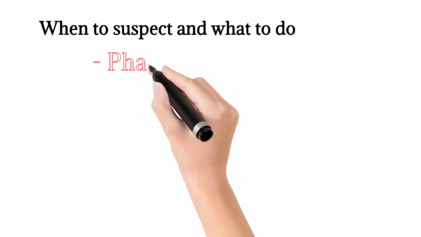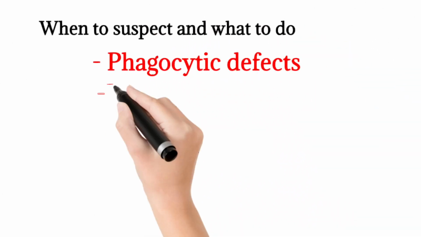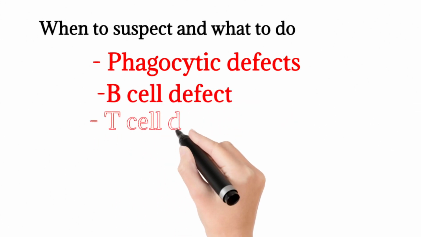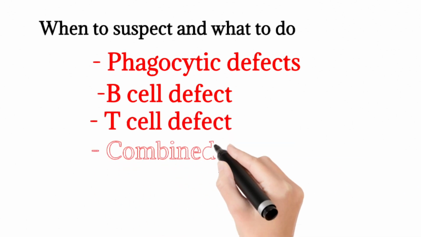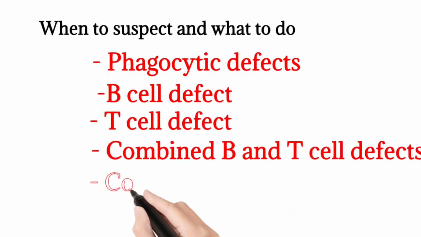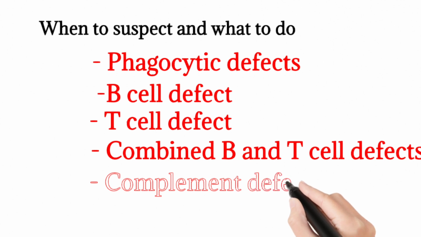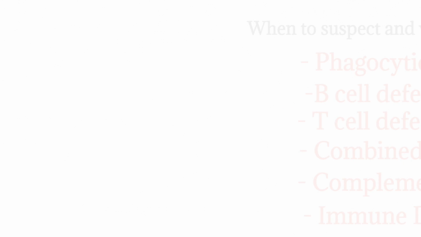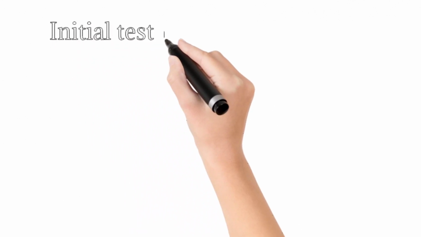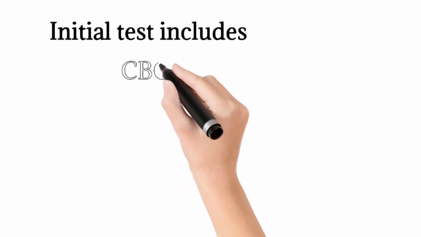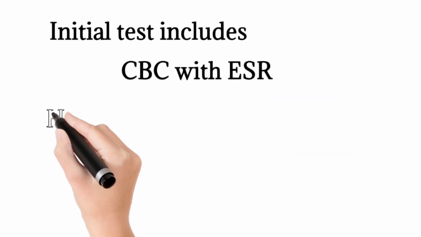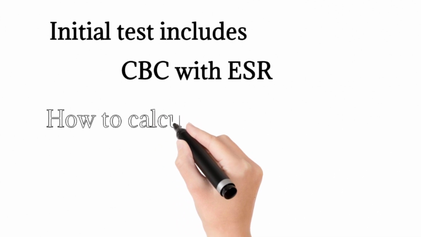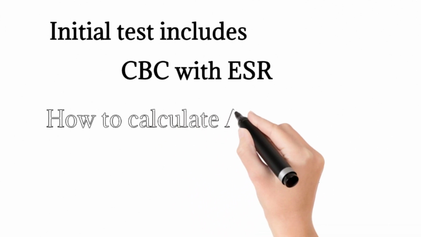So on the basis of this we can classify: phagocytic defect, T cell defect, B cell defect, combined T and B cell defect, complement defect and immune dysregulation defect. Okay, so what initial test do we do? CBC with ESR. If you have good knowledge of how to interpret CBC, you can easily narrow down the differential.